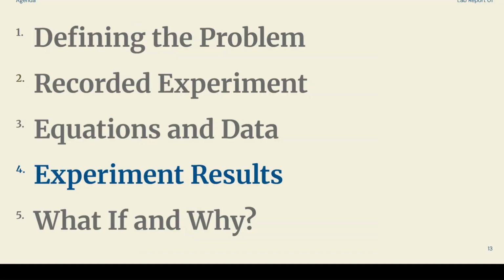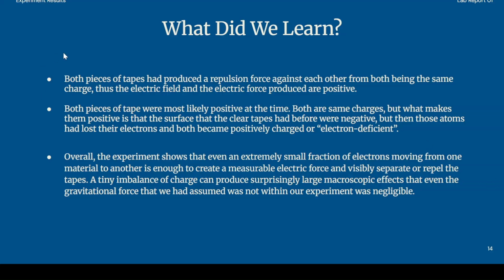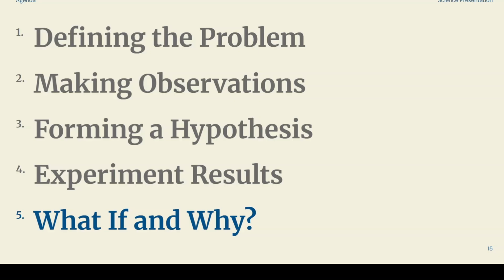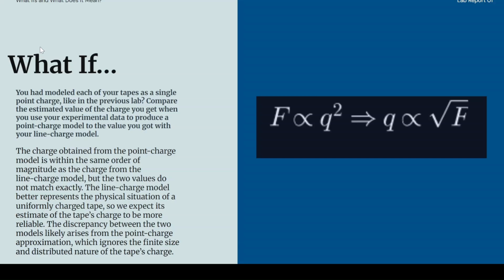Of course, the experiment results are that both charges, or pieces of tape, produced a repulsion force. That means they were the same charge, and most likely positive, as they were electron deficient from the tapes being rolled. Not only that, the experiment showed that an extremely small fraction of electrons moving from one material to another was enough to cause a measurable electric force that was even bigger than what gravity gave. So, of course, it comes back to the two computational models in our what if and why.